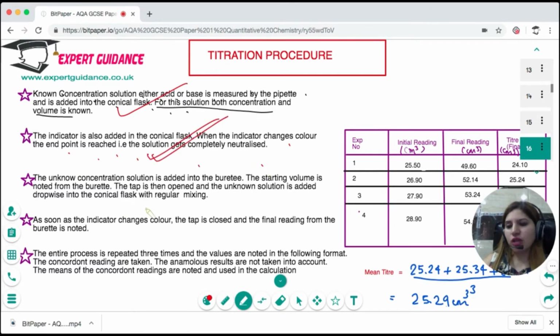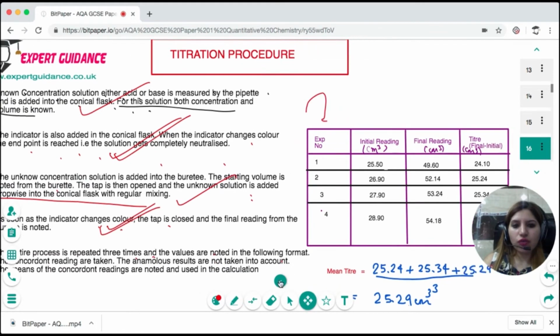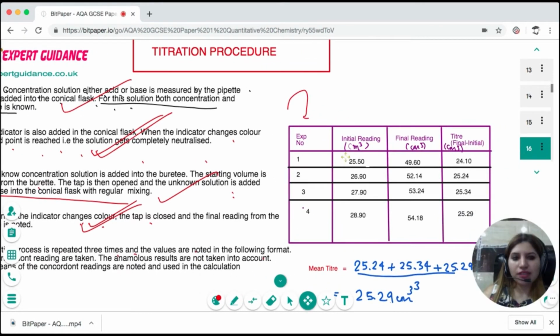The unknown concentration solution is added into the burette. The starting volume is noted from the burette. The tap is then opened and the unknown solution is added dropwise into the conical flask with regular mixing. As soon as the indicator changes color, the tap is closed and the final reading from the burette is noted. The entire process is repeated 3 times and the volumes are written in the following format. So we write the experiment number, the initial reading of the burette, the final reading, and the titer, which is final minus the initial.